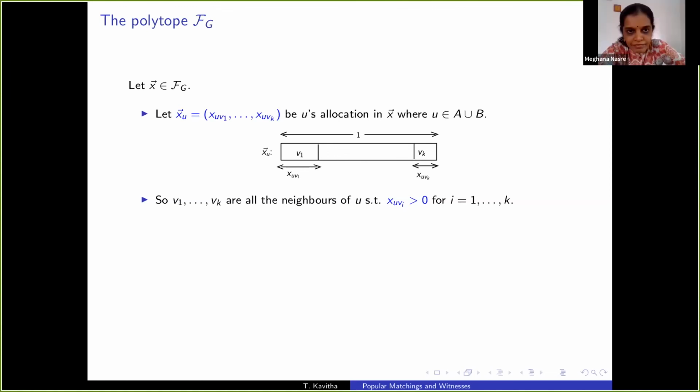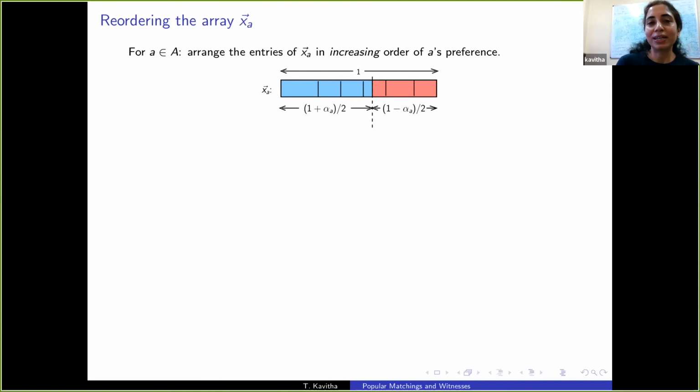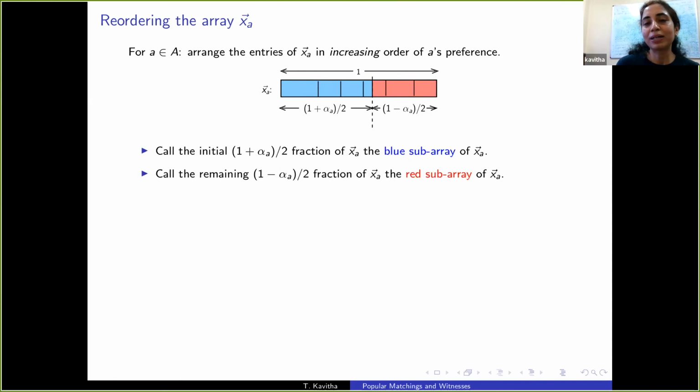So let's look at a popular fractional matching X, and let's look at all the fractional values with which it gets assigned to various neighbors. So let's look at the special case when G has a perfect stable matching. In this special case, we'll show that the popular fractional matching polytope is integral. So for any vertex in A, let's arrange all the entries in this fractional allocation in increasing order of A's preference. So X has a witness alpha. I'm using that alpha to split this array into 2 parts. The first part, of length (1 plus alpha A) by 2, I'm calling the blue subarray, and the remaining part I'm calling the red subarray.